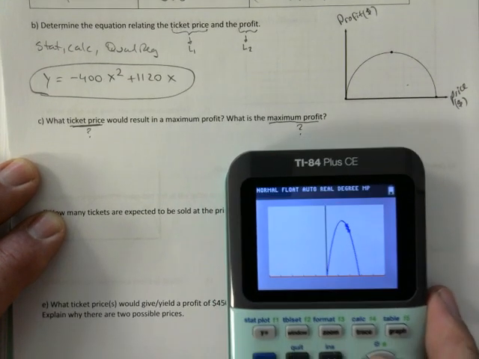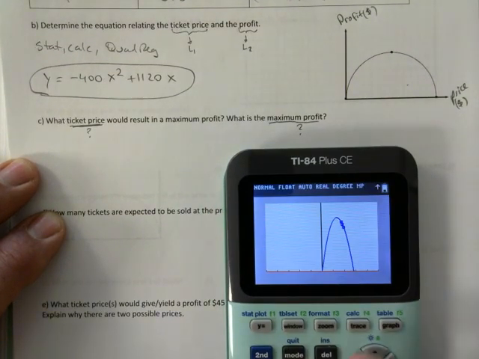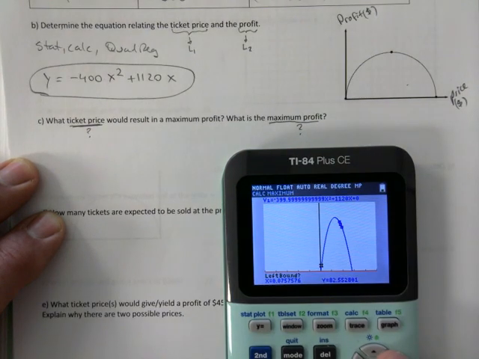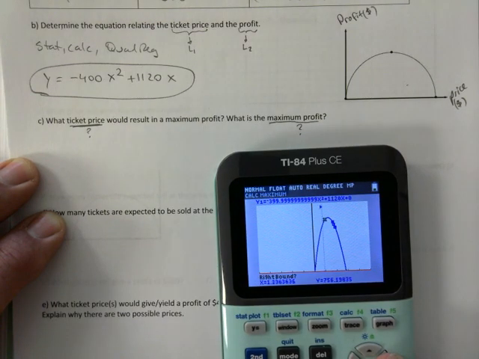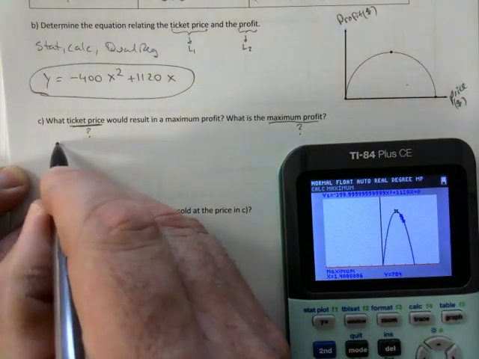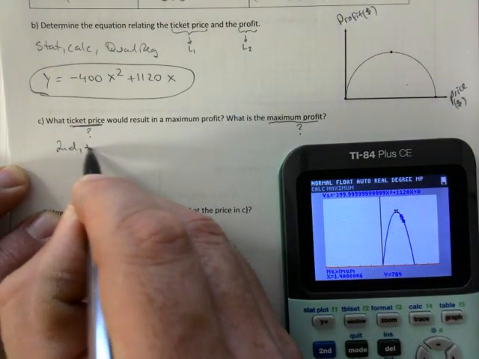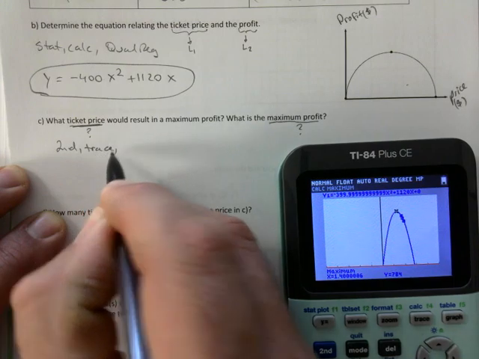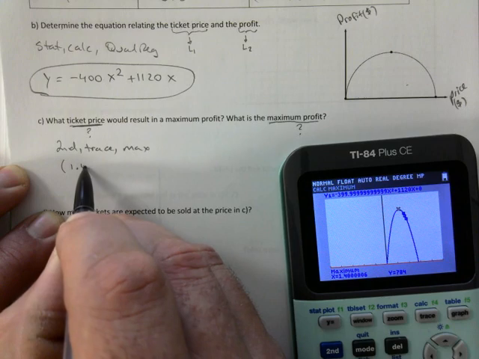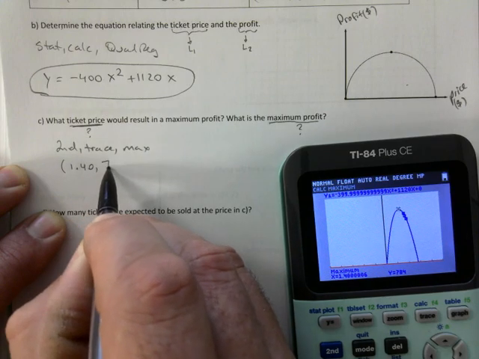So let's go ahead and find our vertex. Second trace, it's a max. They don't have to say maximum, they can just say highest, right? Enter, enter, enter. So we go second, trace, max, and we find 1.4784.